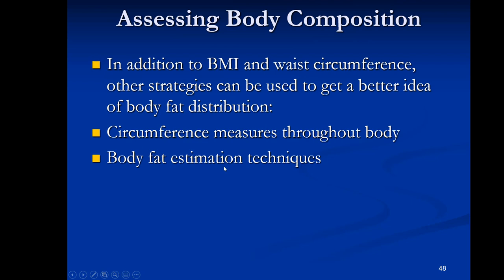So that's a lot about assessing aerobic capacity. In addition to that, we can assess body composition. We've already talked about assessing muscular fitness, but for body composition, we talked about BMI and waist circumference. If we have access to it, there are other techniques to get a better estimate of body composition.